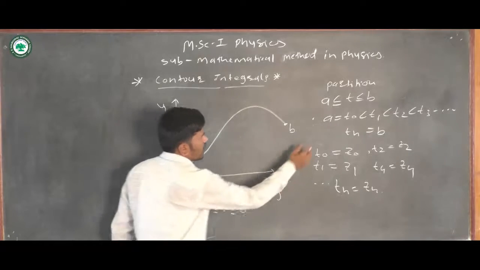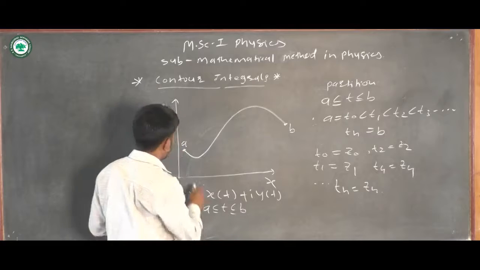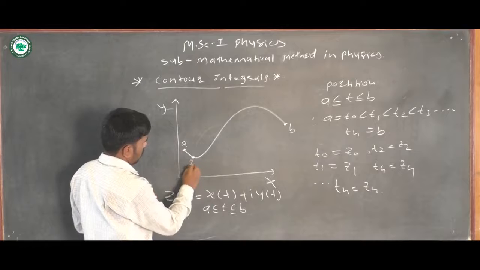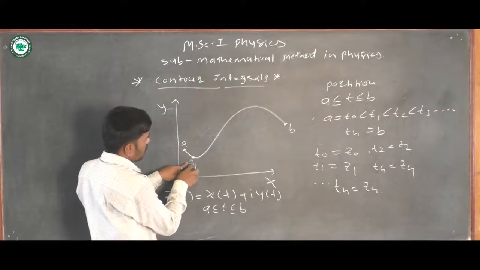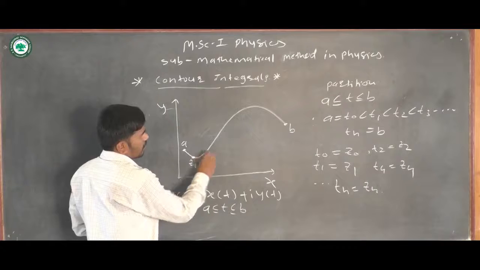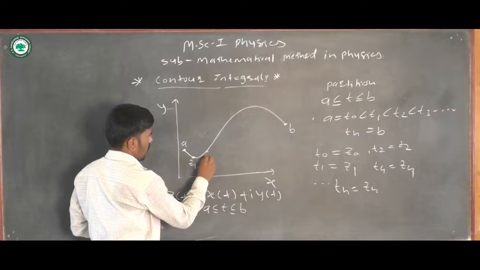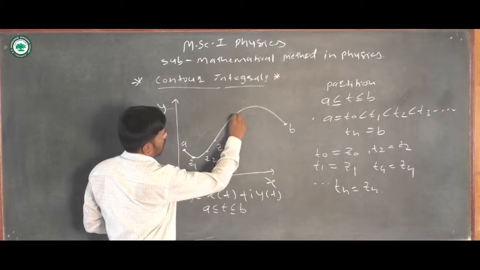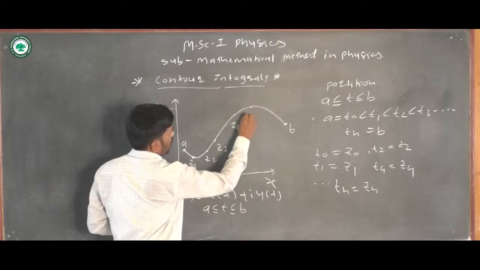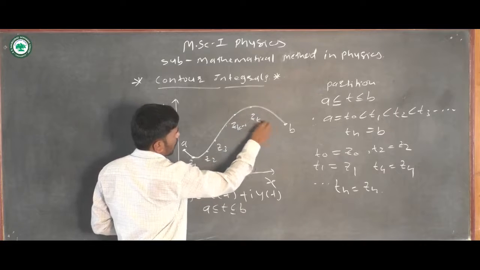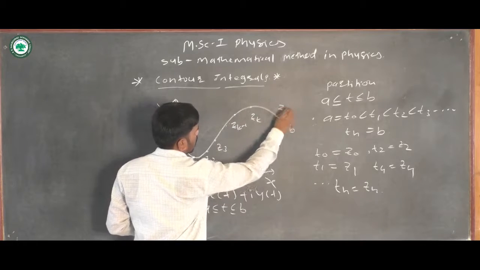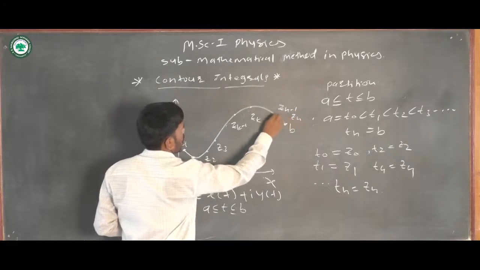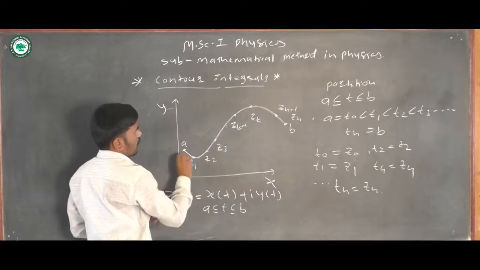Okay, and this t0, t1, if I take the point like this, z1, this initial point is z0. Okay, z2, z3, and here zk minus 1, here is zk, and this is zn minus 1, and this is zn. Okay, these are the points that lie on the curve.